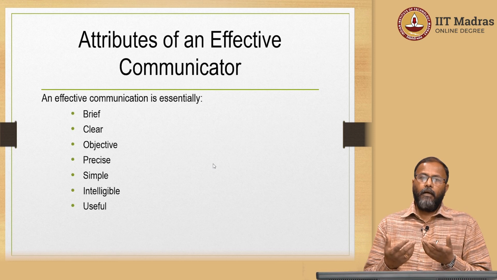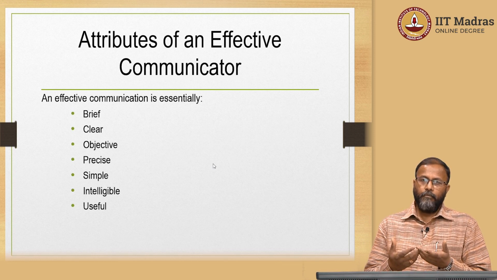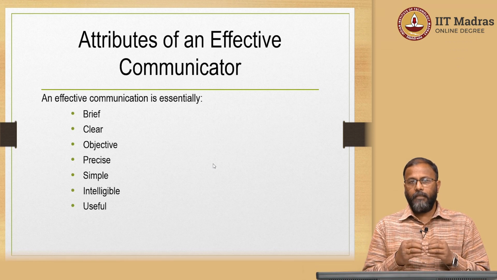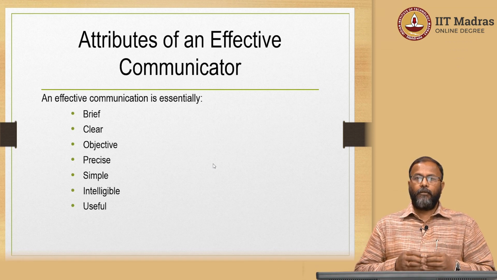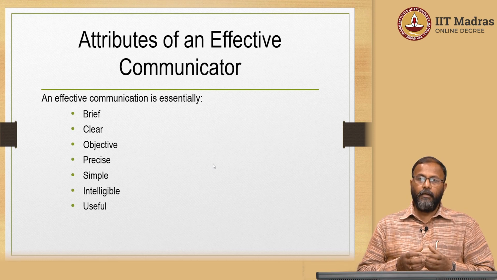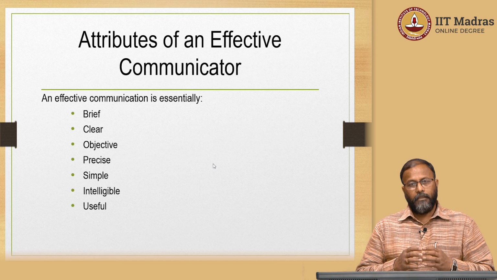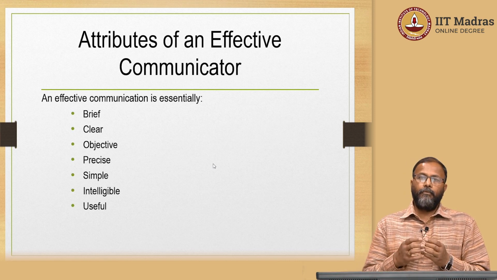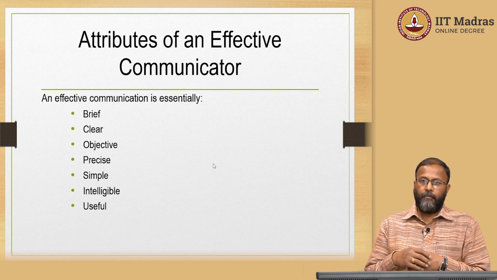So unless your message is useful or has certain values for the audience, they will not receive your message. So in order to be an effective communicator, you need to learn this art of being brief, being clear, being objective, being precise, being simple, being intelligible, and the message being useful. So these are attributes of effective communication.